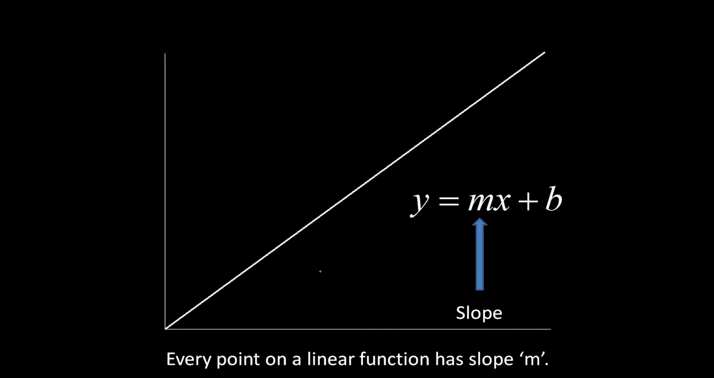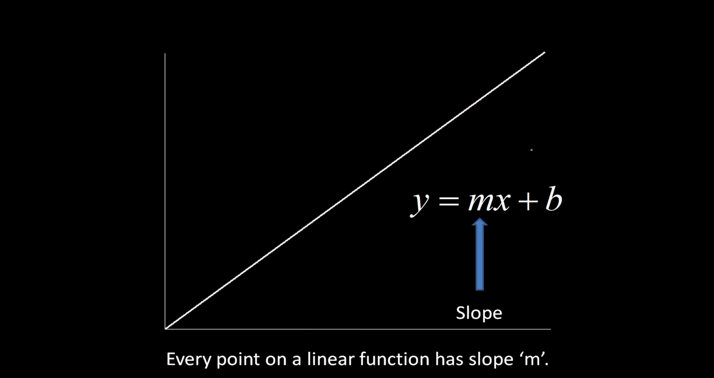So let's start with the linear function, something you're familiar with, y equals mx plus b, where you learned that m is the slope. And what you learned about this slope is that whatever point you choose on the linear function, the slope is always m. So no matter what point you choose, say if you choose a point here, the slope is always the same. If you choose a point here, the slope is always the same. No matter what point you choose, the slope is always the same.